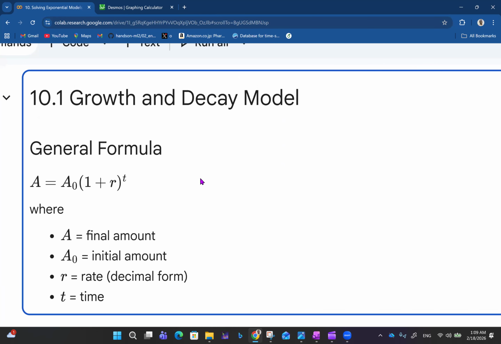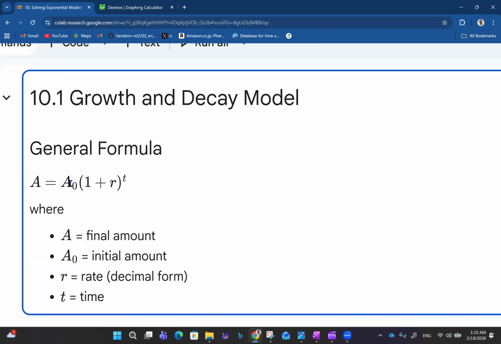So for the growth and decay model, the general formula can be given as A equals A naught into 1 plus R, all raised to power T. This is the general formula for growth and decay. Of course here A is the final amount. So whether it is money you're talking about, this also works for compound interest, sort of. A is like the final amount, and A naught is like the initial amount.